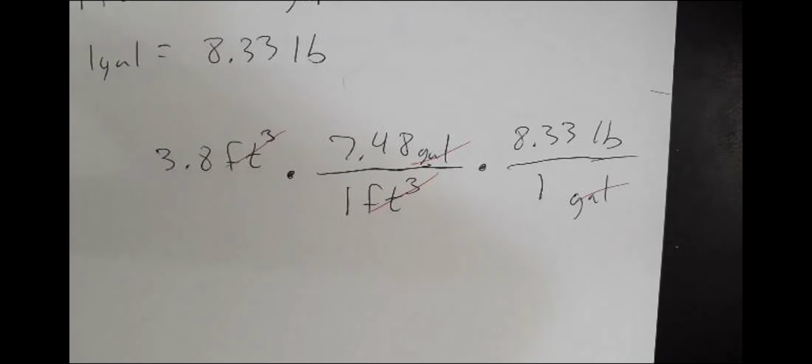So now I'm looking at this, I'm doing 3.8 times what? 7.48 times 8.33. I'm multiplying these three things together. That should give me 236.77, somewhere in that ballpark. And this is in pounds.